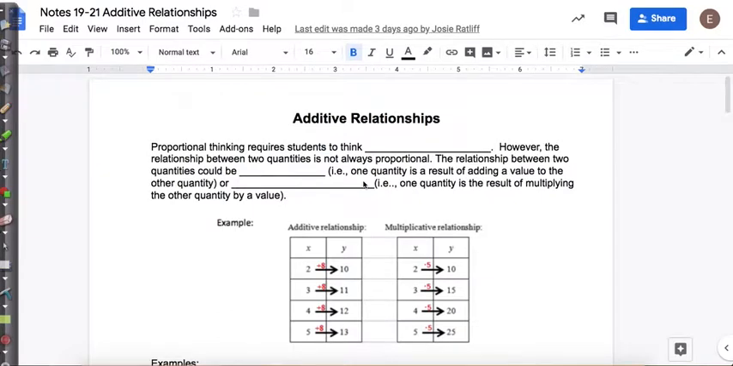Welcome to my video on additive relationships. So we've already talked about proportional relationships, and we're going to review what that is in just a second. And now we're going to learn about additive relationships today. So remember, proportional thinking requires students to think proportionally.